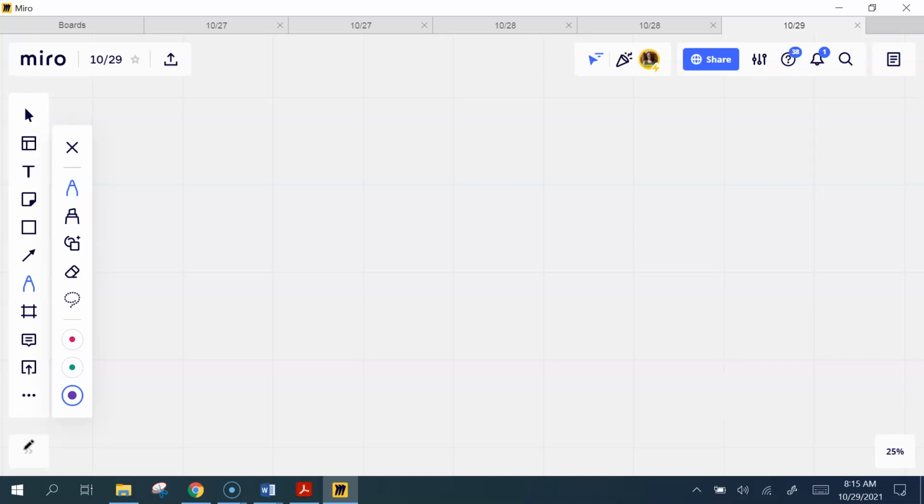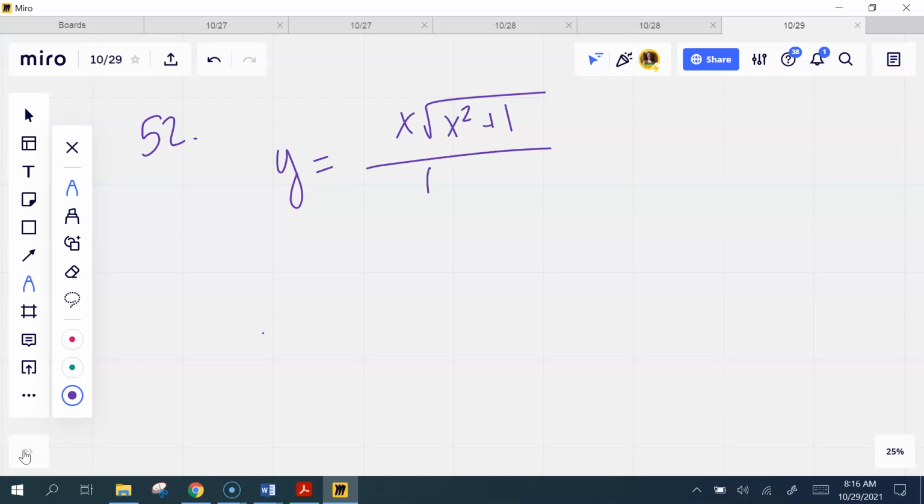52 was straightforward, a lot of log properties. All right, 52, page 193. x times the square root of x squared plus 1 over x plus 1 to the 2/3. So this says to find dy/dx using logarithmic differentiation. So I'm going to log both sides.